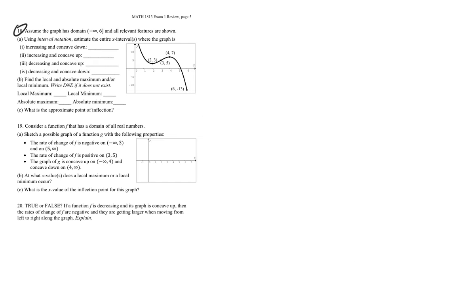For question 18, we're asked to assume the graph has domain negative infinity to 6 and all relevant features are shown. So using interval notation, estimate the entire x intervals where the graph is increasing and concave down. So that one is going to be from 3 to 4. Next, where it's increasing and concave up. So it's going to be back here from 2 to 3.